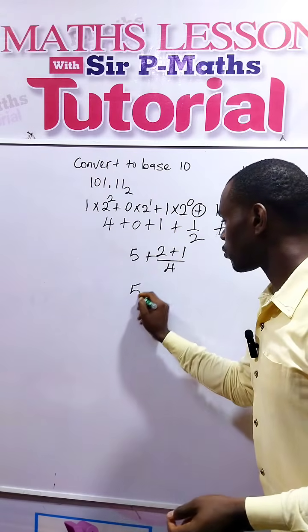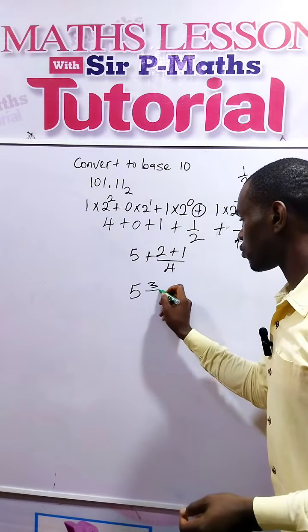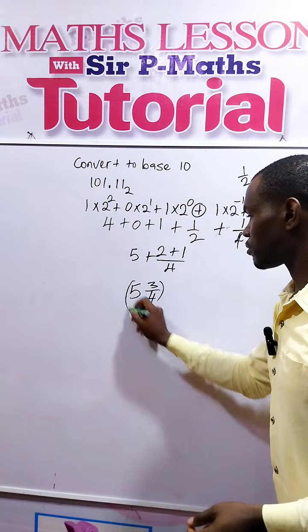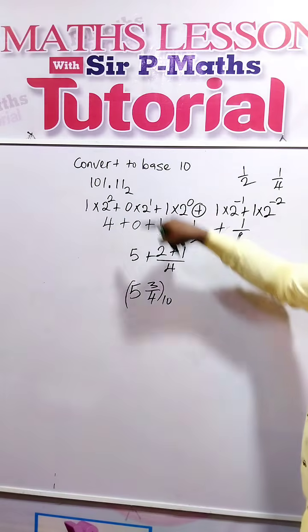So that means we have 5 whole number, add here, 3 over 4. This number now is in base 10. From base 2, we converted to base 10.